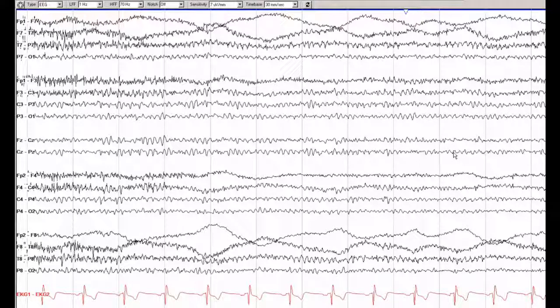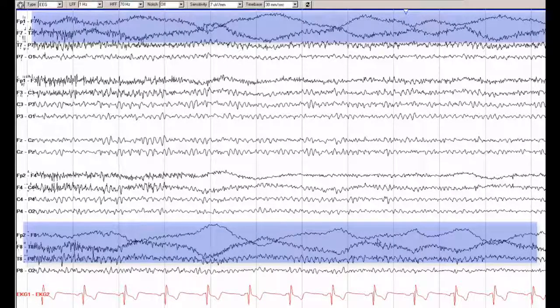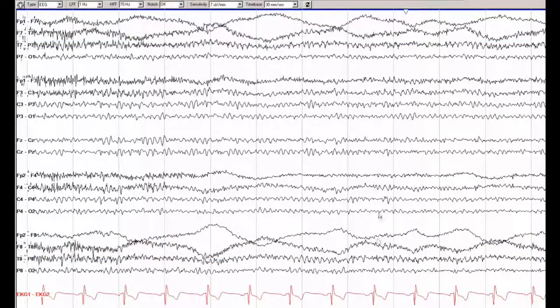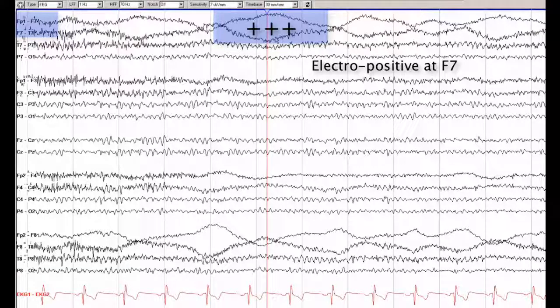The second very prominent thing that we can see on this recording are prominent, very slow undulations within the temporal channels bilaterally. If you look carefully at any particular second, you can see that there is a large electropositivity at F7, and at the same time, there is a large electronegativity at F8.